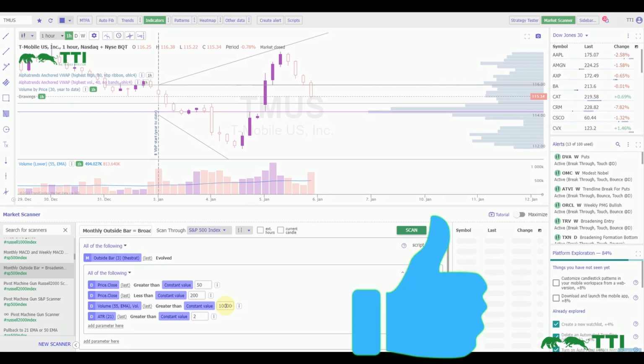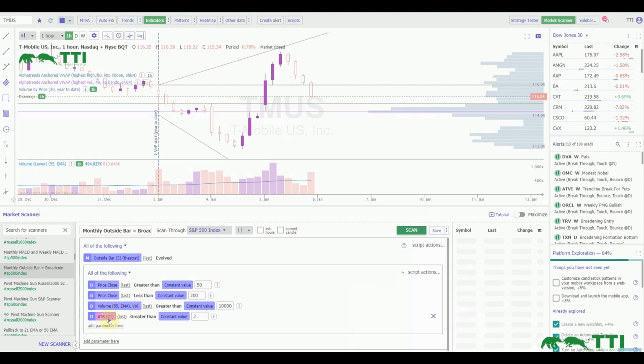That's the average that I want. For the 55-day EMA, that's what I use. You can do 21, you can do simple moving average, it doesn't matter. And I want something that really moves per day, so I want an ATR of 2. So this is how I restrict my scans, and when I scan for them, I get a pretty decent result.